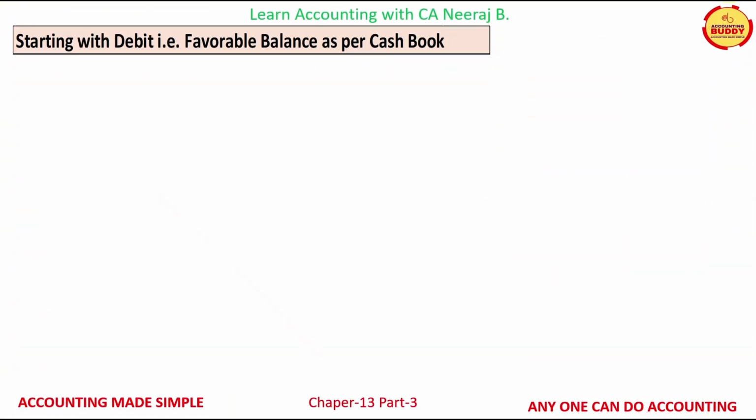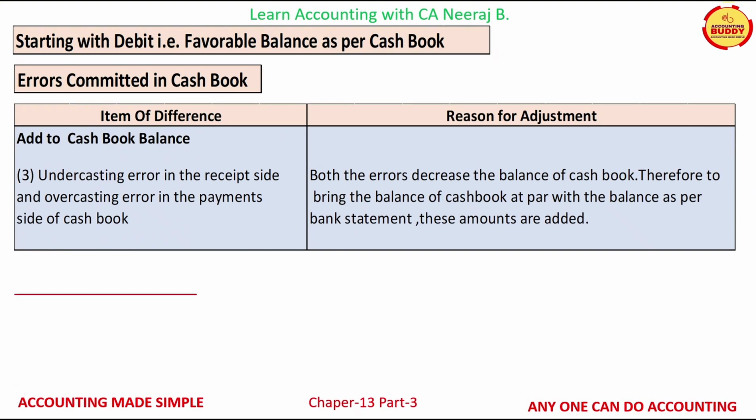In this slide, we will learn the process of the bank reconciliation statement when we start with the debit balance of the cash book and errors are committed in the cash book. This error in the cash book needs to be added to the cash book balance. This means an undercasting error on the receipt side and an overcasting error on the payment side of the cash book. Both errors decrease the balance of the cash book. Therefore, to bring the balance of the cash book at par with the balance as per bank statement, these amounts are added.